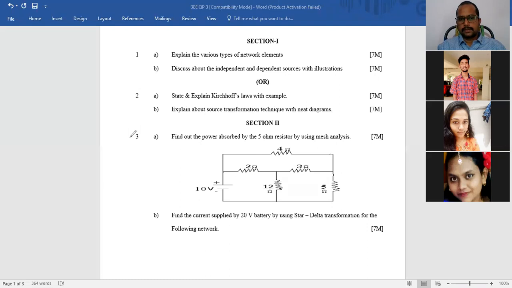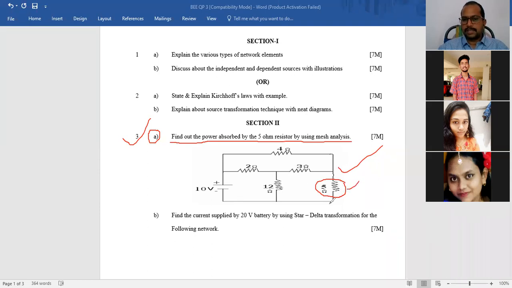So next question, third question, A option. The question is: find out the power absorbed by the 5 ohm resistor by using mesh analysis. This is the given network. So the 5 ohm resistor is this one. The power formula is I square R. First we have to calculate the current passing through the 5 ohm resistor, then substitute that current value in the power expression, P equal to I square into R. Find that current by using mesh analysis.